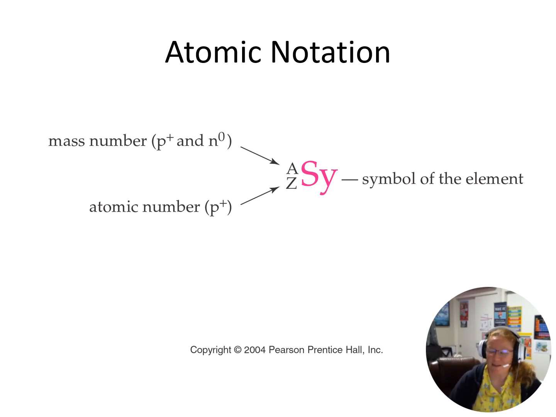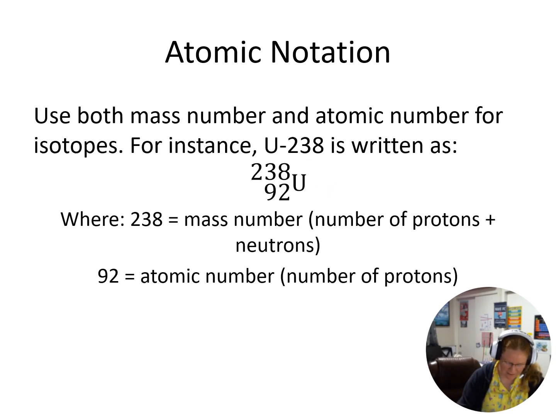So to get that mass number, all we do is we add together the protons and the neutrons. So if I had carbon-12, I'd write it like that. If I had carbon-13, I'd write it like that. If I had carbon-14, I'd write it like that.